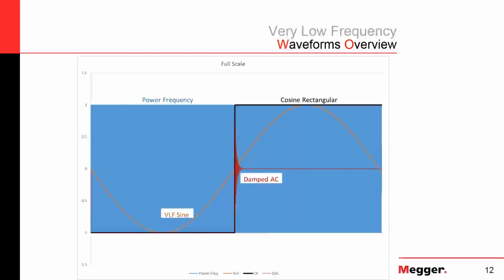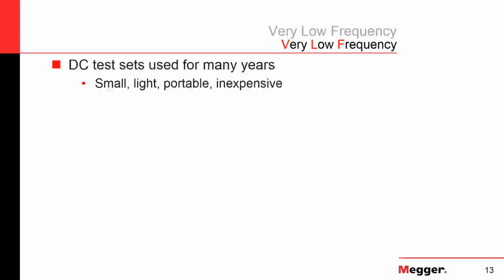There's in the black 1 cycle of cosine rectangular, and at this zoom level it looks a lot like a square wave, but later on when we zoom in closer we'll see that that's not entirely accurate. And in the red there's one shot, we'll say, of damped AC, and you'll see that that's on the cable for a very short period of time. It's a very gentle test on the cable, and we'll talk about when you might use these later on.